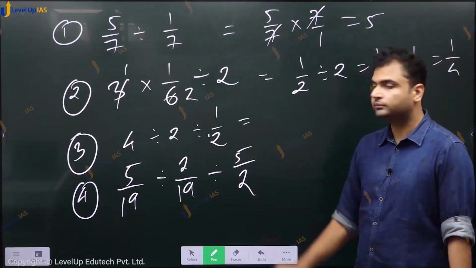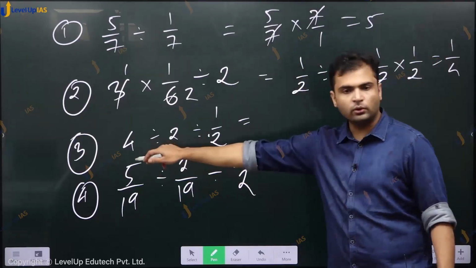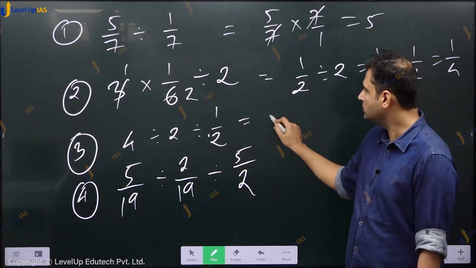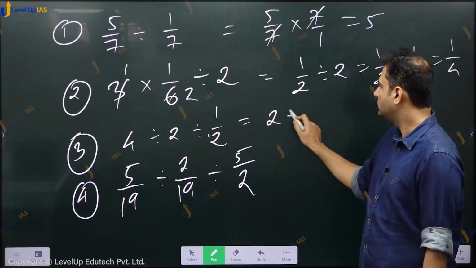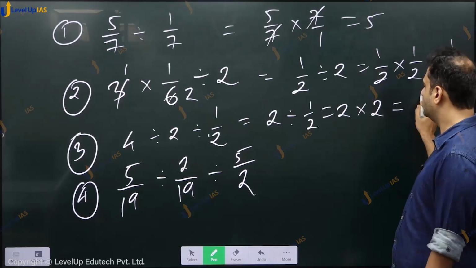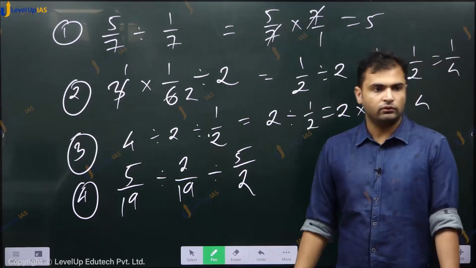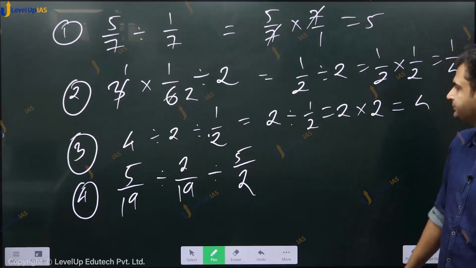नेक्स्ट, फर्स्ट पहले दो को करो. 4 by 2 divided by 2 is 2. 4 divided by 2 divided by 1 by 2 is equal to 2 into 2. उसका उल्टा, when you want to convert division into multiplication, उल्टा करके करना पड़ता है.